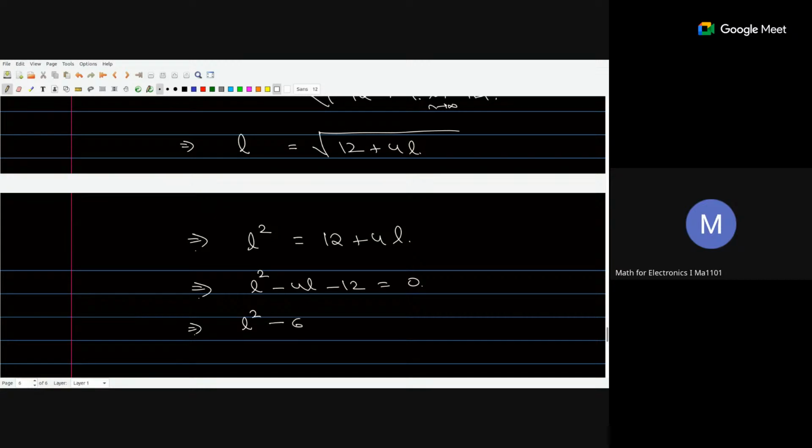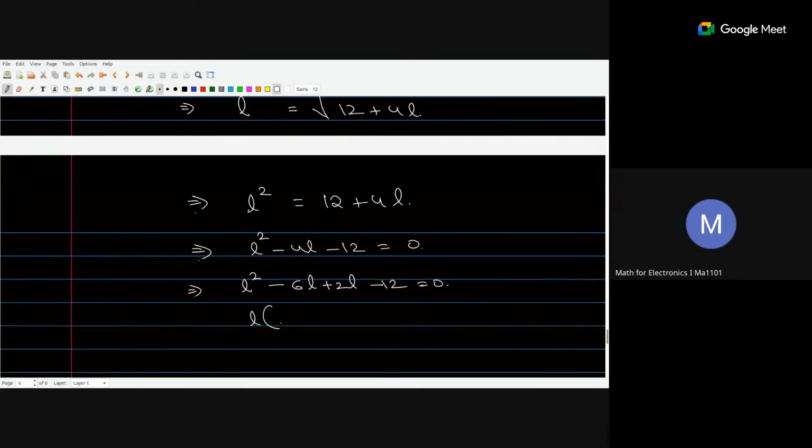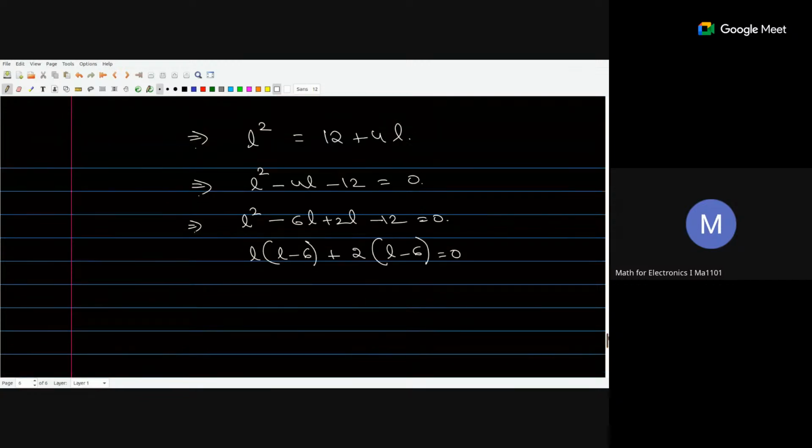So I can write minus 6L plus 2L minus 12 is equal to 0. So from here I am going to get L. If I take L common from the first two terms, I am going to get L minus 6, plus, if I take 2 common, 2 times L minus 6 is equal to 0. So from here I am going to get L is equal to minus 2 or L is equal to 6.